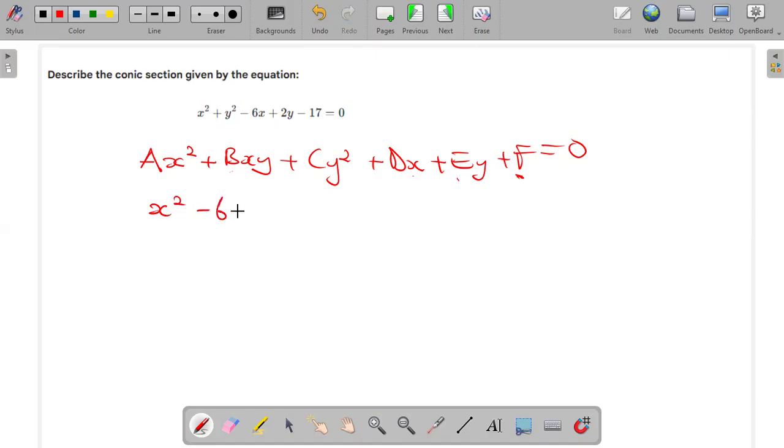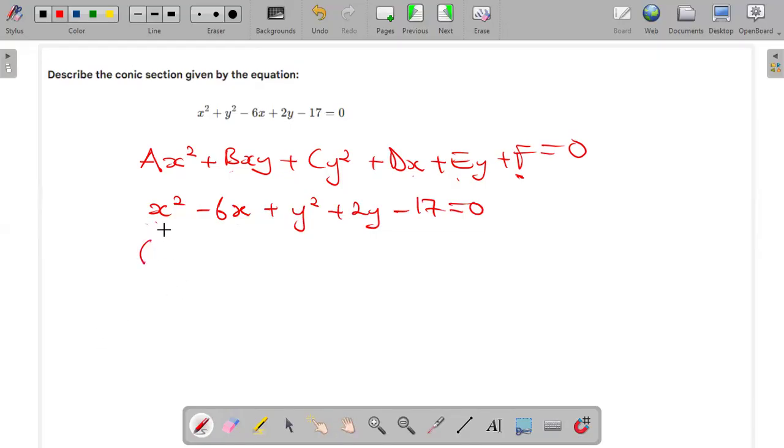So I have x squared minus 6x, and then plus y squared plus 2y minus 17 is equal to 0. So this is what you have. Now from here, just complete the square. Easy, right? You complete the square on the x and complete the square on the y, separately like that.